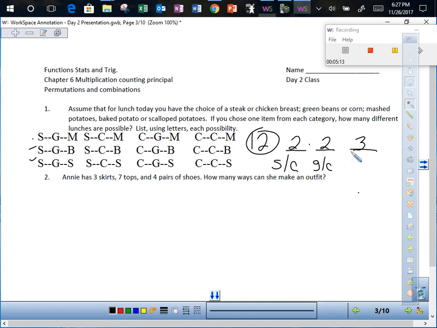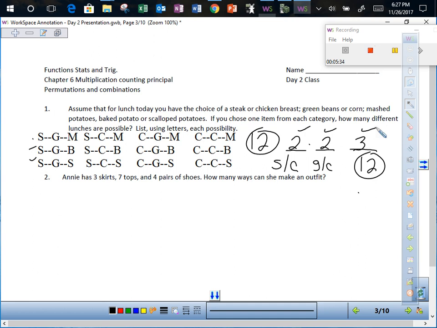Well, here's why it's called the multiplication counting principle. 2 times 2 times 3 happens to be 12. There's 12 different meals possible with this scenario. We can make it a lot tougher. I could ask you what kind of dessert you wanted, what kind of milk you wanted, or drink, but that's the concept. We're going to go choices times choices times choices.